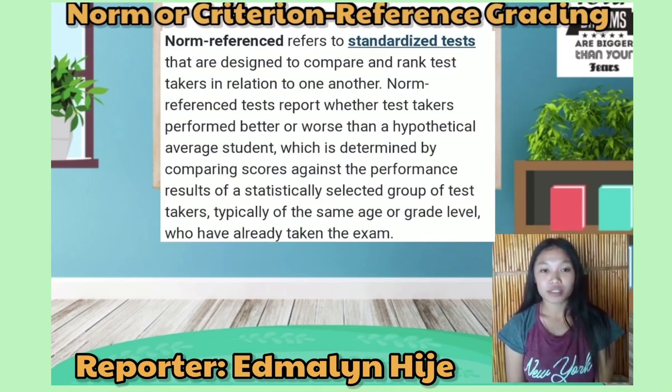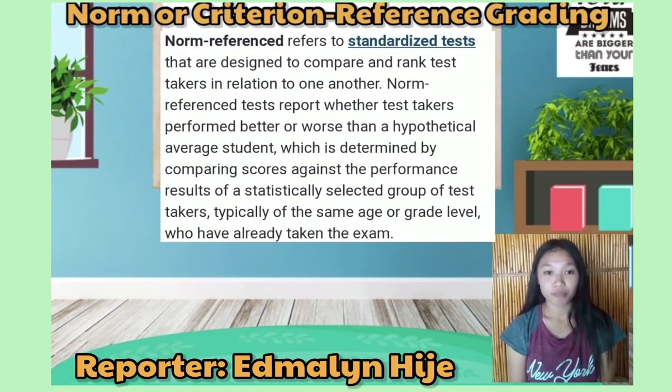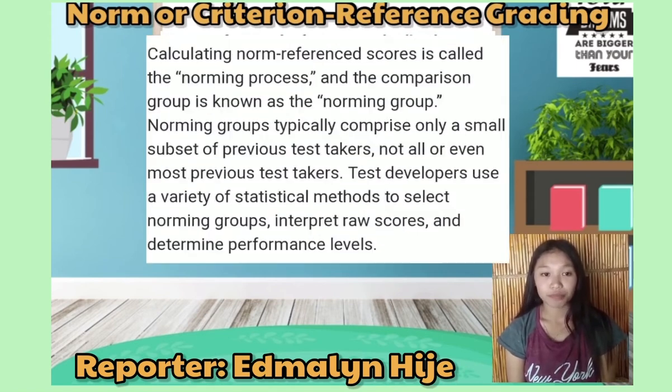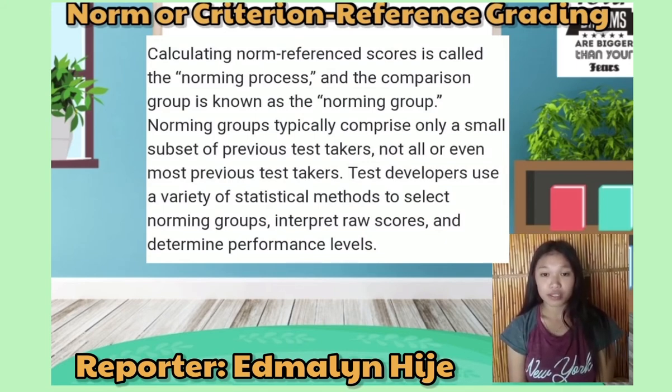Norm reference tests report whether test takers perform better or worse than a hypothetical average student, which is determined by comparing scores against the performance of a statistically selected group of test takers, typically of the same age or grade level, who have already taken the exam. Calculating norm reference scores is called the norming process, and the comparison group is known as the norming group.